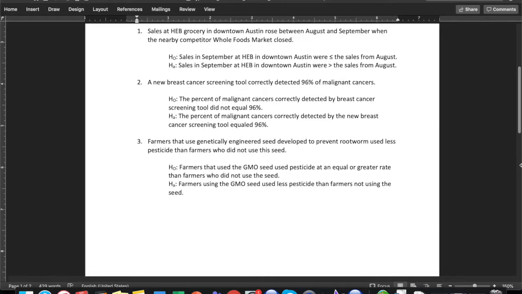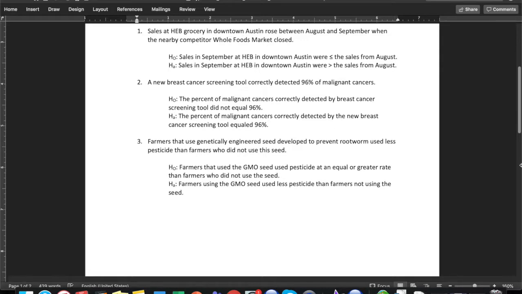So the null hypothesis is farmers that use the GMO seed use pesticide at an equal or greater rate than the farmers who did not use this. The alternative would be farmers using the GMO seed use less pesticide than the farmers not using the seed. I'm sorry if that offends anybody, but so section 2, I just had you write it down with symbols.